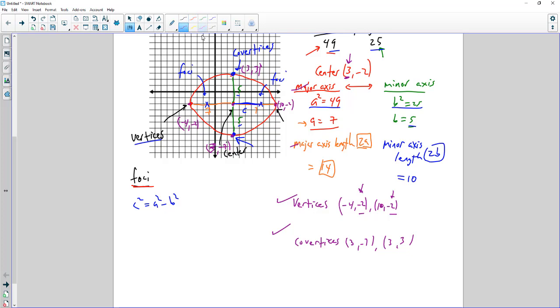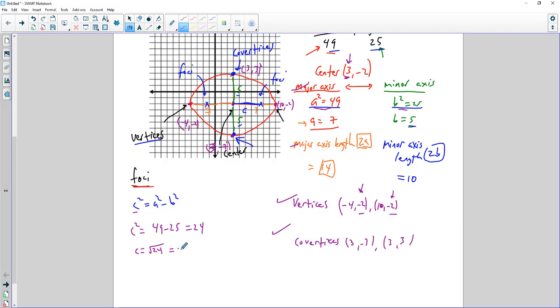So here's where we're going to find this distance c. c squared is going to equal this a squared here minus this b squared. So it's going to be 49 minus 25. And that's going to give me 24. So c is going to equal the square root of 24.